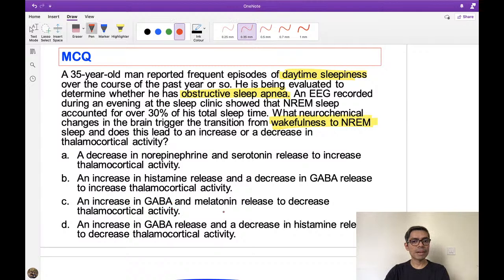So an increase in GABA and melatonin, right? A decrease in norepinephrine and serotonin release to increase thalamocortical activity. Okay. Anything else? Anybody want to try more?